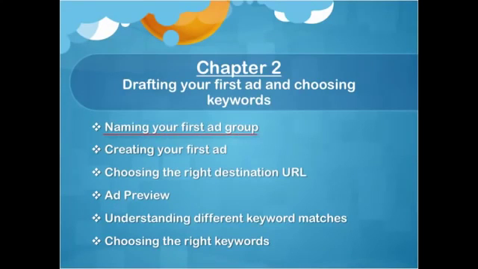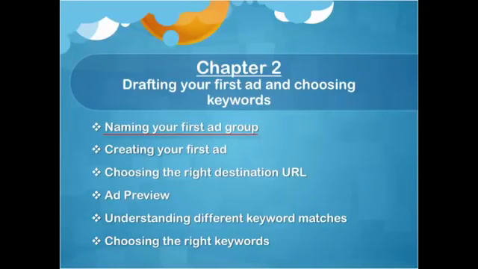Naming your first ad group. We'll talk more about understanding ad groups soon, but for now, an ad group is a group of ads being triggered by a specific group of keywords or search terms. So for example, I'd probably have one group of ads to target camping tents, another group of ads to target hiking backpacks, and so on and so forth.